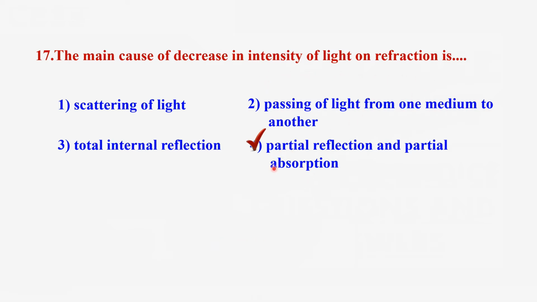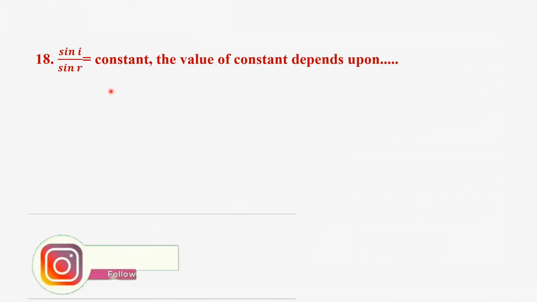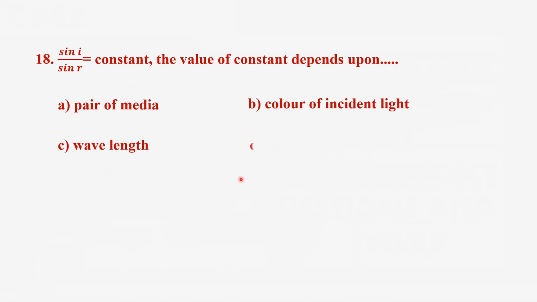Okay, next. In this question, sin i by sin r is equal to a constant. The value of the constant depends upon what? Here i is the angle of incidence and r is the angle of refraction. So the ratio of sin of the angle of incidence and sin of the angle of refraction is constant, that is mu. So mu depends upon what? Here: A, the pair of media; B, color of incident light; C, wavelength; D, refracting nature of material.